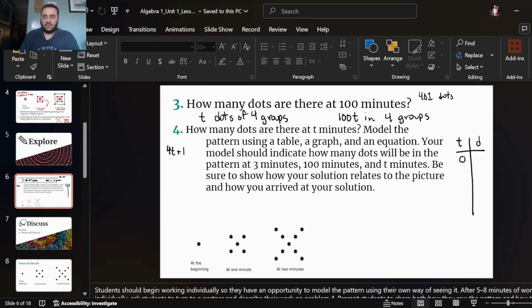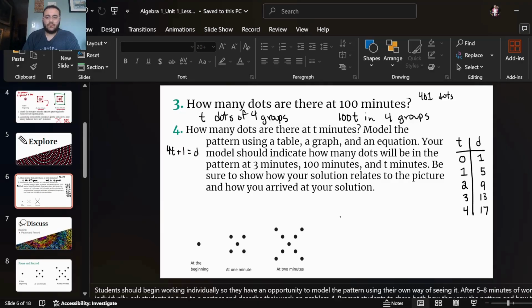So at 0 minutes at the beginning, there's 1 dot. At 1 minute, there are plus 4, right? So 5. At 2 minutes, plus another 4, there's 9. At 3 minutes, there's 13. At 4 minutes, there's 13 plus 4, 17. So here's our table, right? So 4t plus 1 is equal to d, the number of dots.